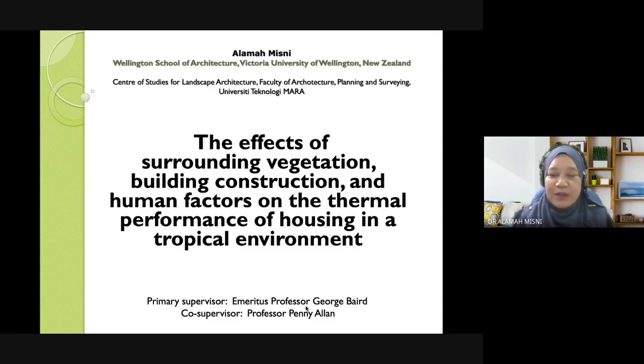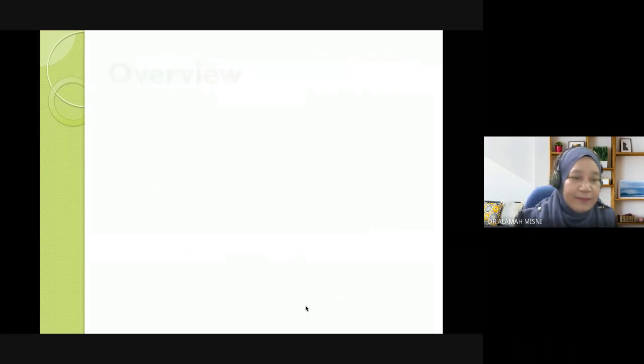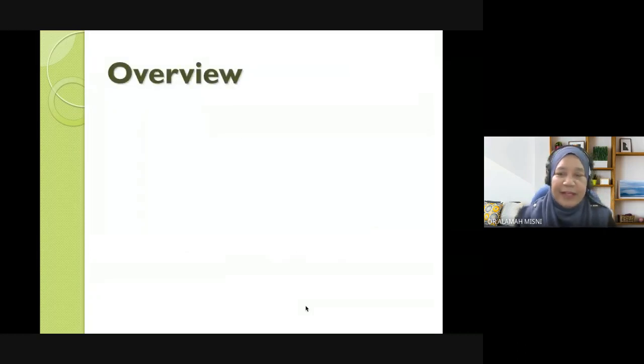And about thermal performance of housing, I chose a single family house or bungalow house located in the tropical climate of Malaysia. My primary supervisor is Emeritus Professor George Baird, and my co-supervisor is Professor Penny Allan, both of them from the Wellington School of Architecture.